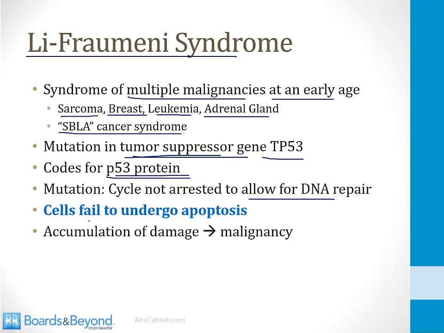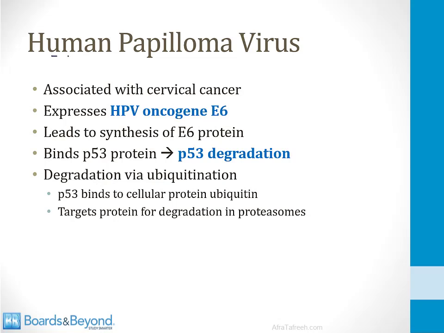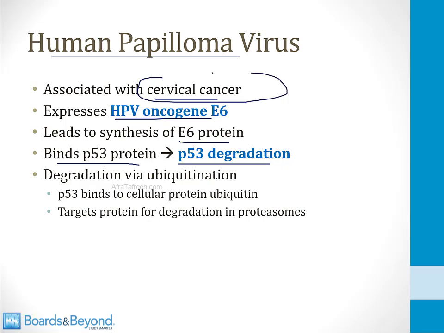As a result, cells of patients with Li-Fraumeni syndrome fail to undergo apoptosis as they should when there is DNA damage, and so over time they accumulate DNA damage, and that leads to malignancies in all these different organ systems. The human papillomavirus is a sexually transmitted infection that's associated with cervical cancer, and it expresses an oncogene called the HPV oncogene E6, and this leads to synthesis of an E6 protein. Well, what E6 does is it binds to p53, and this leads to p53 degradation. So once again, once p53 is lost, cells can undergo uncontrolled growth, and that's what leads to cervical cancer.